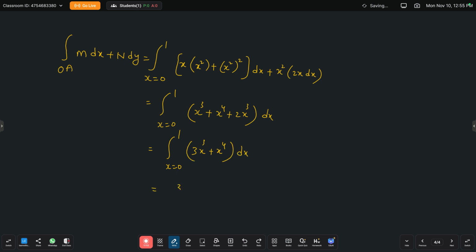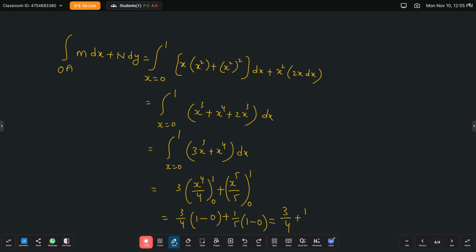Integrate only x terms. 3 is constant, x cube integration is x power 4 by 4, limits 0 to 1, plus x power 4 integration, x power 5 by 5, limits from 0 to 1. After replacing the limits, you will get 3 by 4 constant, upper limit 1 power 4 minus 0, plus 1 by 5 is constant, again put upper limit 1, lower limit 0. You will get 3 by 4 plus 1 by 5, total it is 19 by 20. It is one curve, along the y direction.